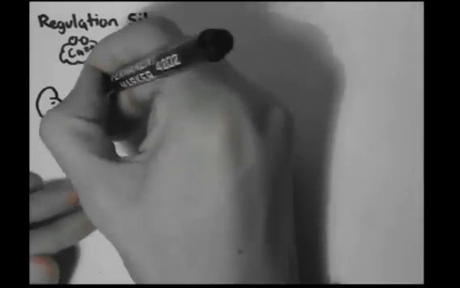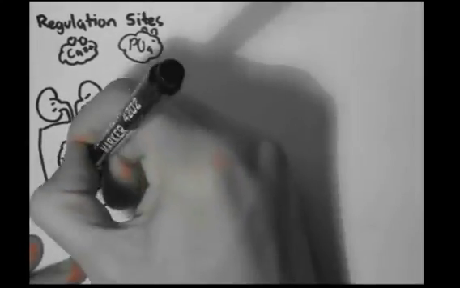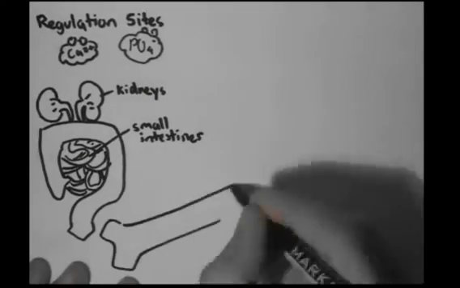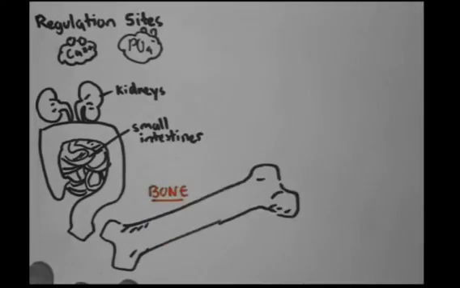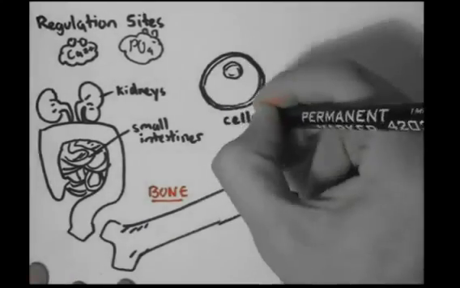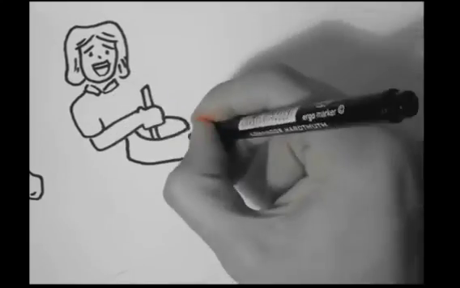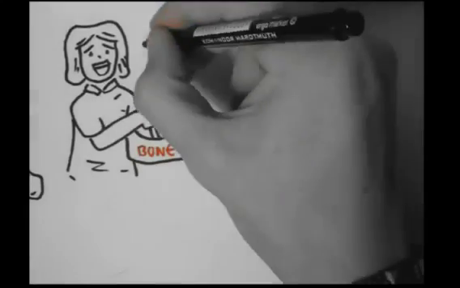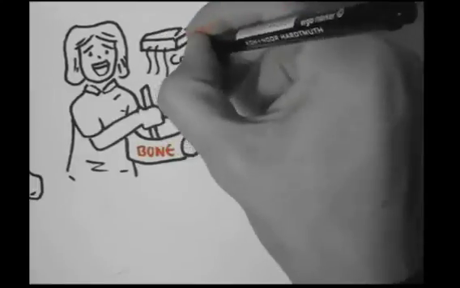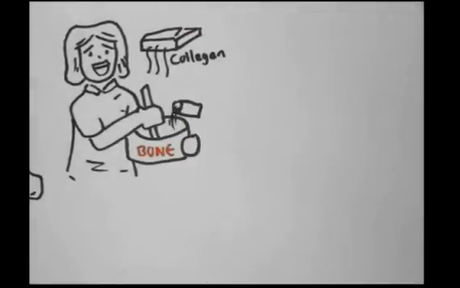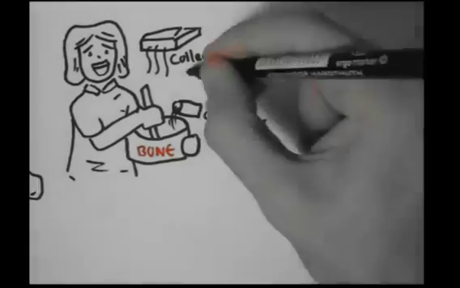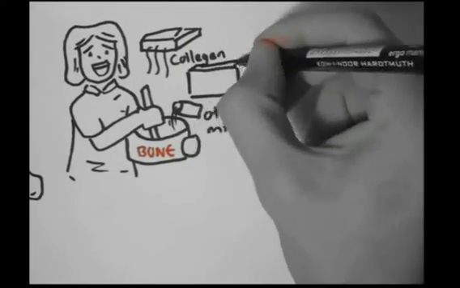So the regulation sites for calcium and phosphorus, as we have discussed, are the kidneys and the small intestines. But one of the main regulation sites is actually the bone. There are also the cells, just normal body cells, but we won't really talk about that. So let's go over what we learned in part 1 really quickly. If you remember, bone is made up of collagen and other minerals, particularly calcium phosphate. So here we draw calcium phosphate.